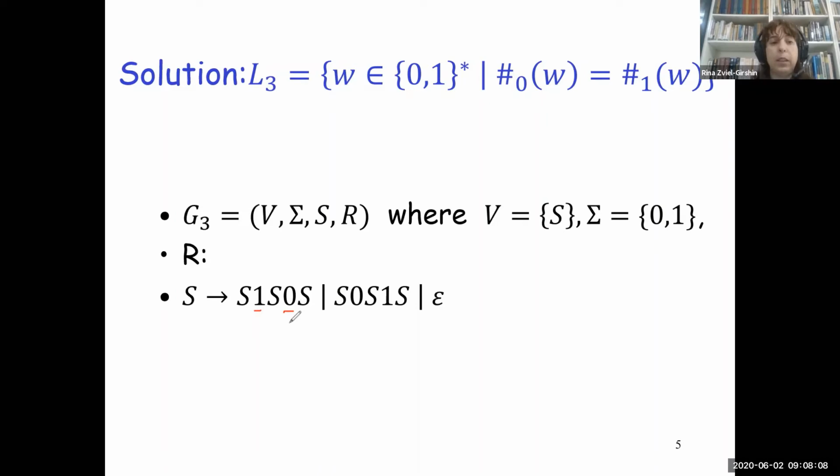And I have S before one, S after one, and S after zero, because I can add substrings with the same logic: before the one, I can have a substring where the number of zeros will be equal to the number of ones. In the middle, I can have once again the substring where the number of zeros will be equal to the number of ones. And at the end, after the zero, I can have a substring with number of zeros equal to the number of ones.